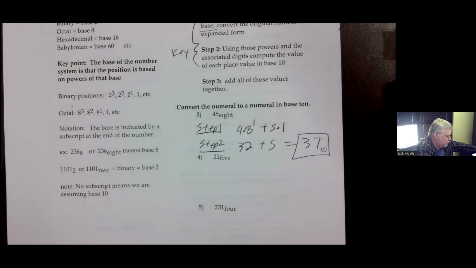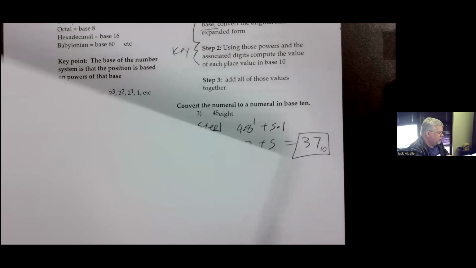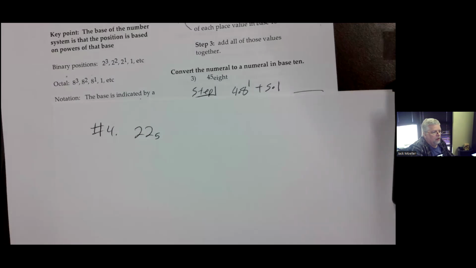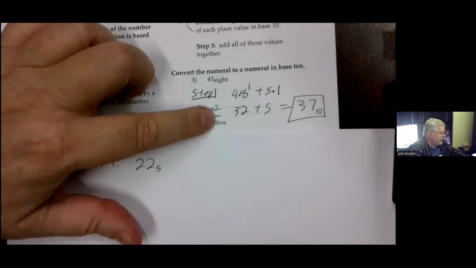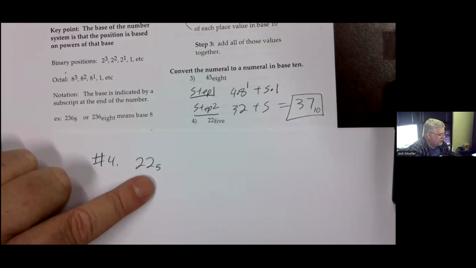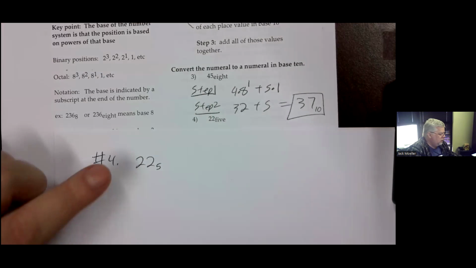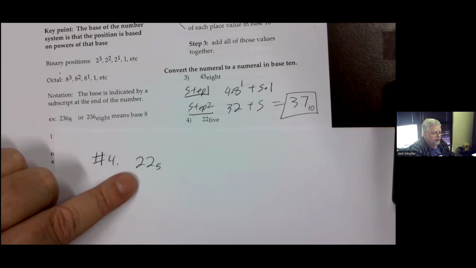There. Now, I'm going to write this on a scrap paper because I don't want all my problems to run together. So we look at number 4. We have 22 base 5. Now, notice they're writing the word out. Out of habit, I'm used to writing the number itself rather than putting it in English. It can be either way. Okay, but we have 22 base 5.